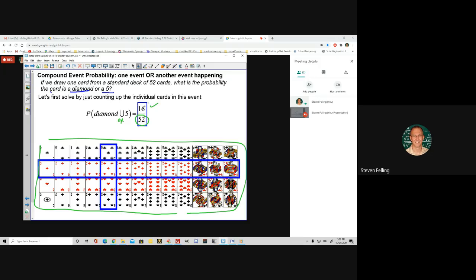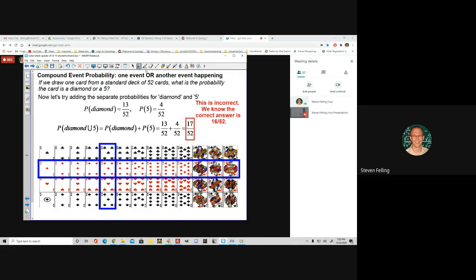And by counting it that way, I didn't double count this 5 in the middle here. So the correct probability is 16 out of 52. Okay. So let's try our thing that we said before, which is maybe we could calculate the probability of getting a diamond, and then a probability of getting a 5 and add those, because OR is add, right?